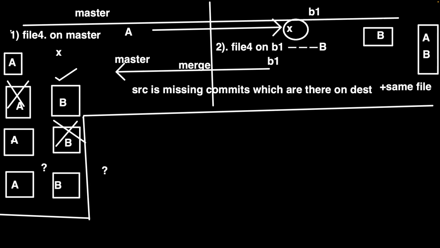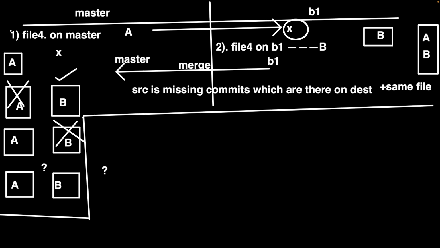Next question. When the source is committed, it becomes part of the local repository. These are the two merging branches: the source branch and the destination branch. I'm talking about the case where the source branch misses some commits which are there on the destination branch.